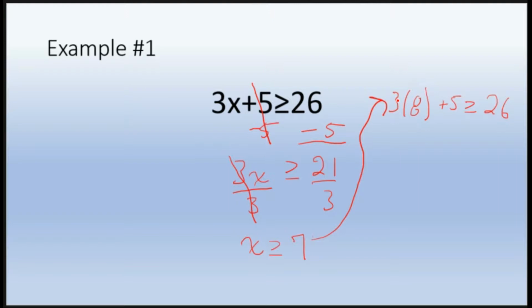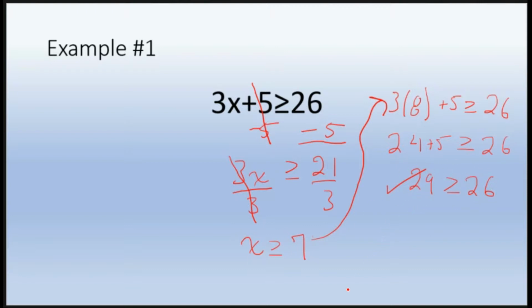We'll start with our multiplication because that comes before addition. So 3 times 8 is 24, bringing down the 5, greater than or equal to 26. Now let's do the addition. 24 plus 5 equals 29. 29 is greater than 26, so we know that this is true. As long as we put in an x that is greater than or equal to 7, you will get a true statement out of here.